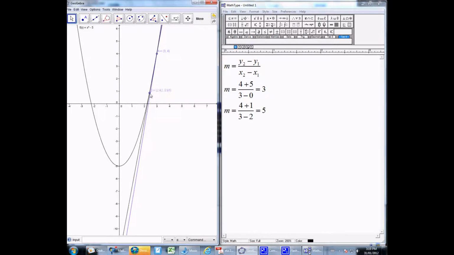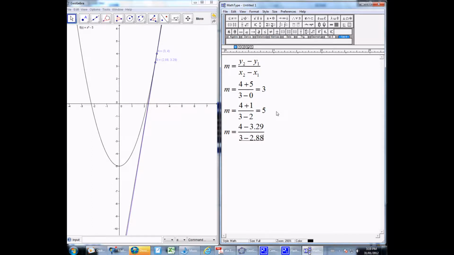What would be the best if I could get B as close as possible? Let's say here. Well, now if I substitute these in, I can get 4 minus 3.29 as the y value, y2 minus y1. And then I can get the x values, 3 minus 2.88. In a sense, rise over run. Now this works out to a value of 5.916 repeating.